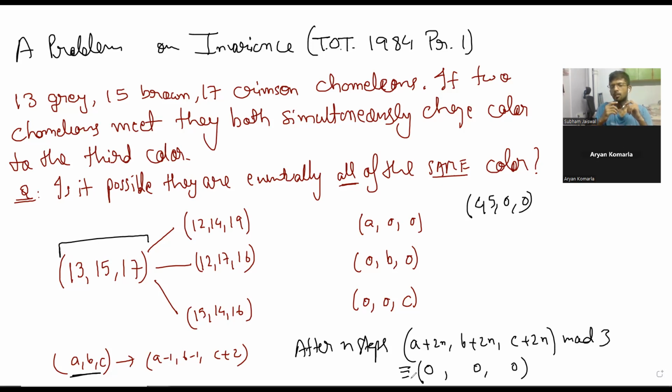At 45, 0, 0, they're all 0 mod 3, the end state. Your claim is that they will never all become 0 mod 3. Yes, I have to prove that. One second, I'm thinking.